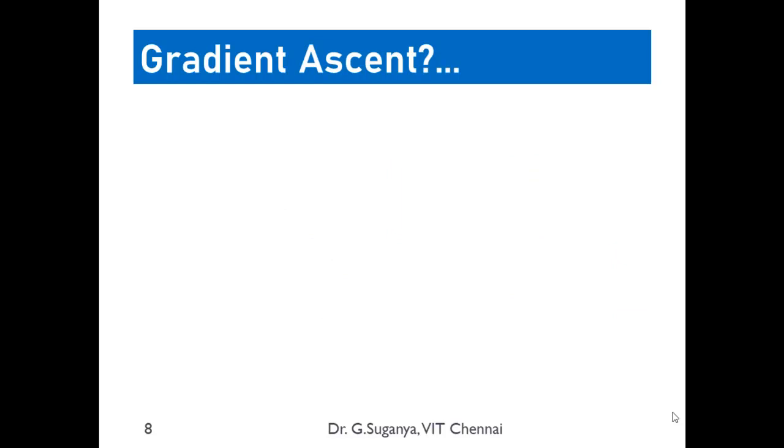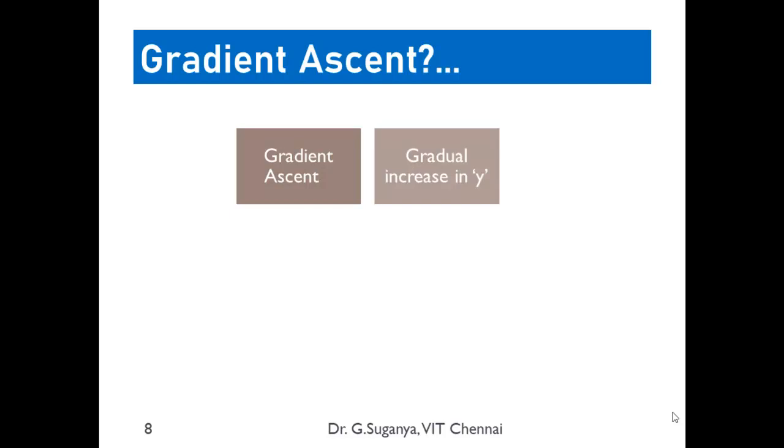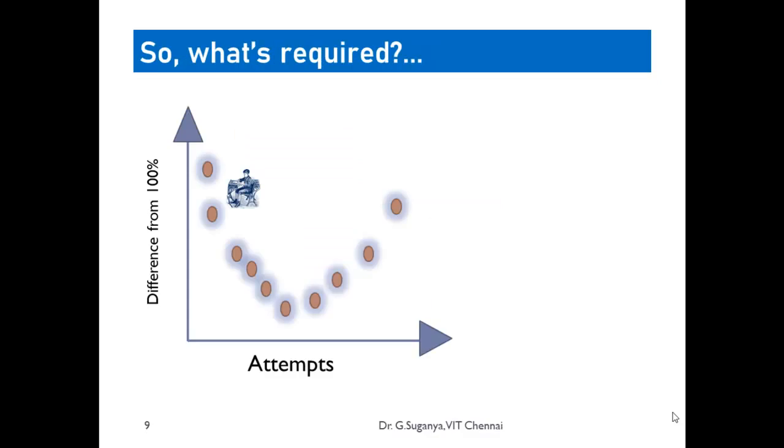For example, instead of going for error, if I want to identify the point at which the student is securing more marks, that's where we call it gradient ascent. This will happen when there is a gradual increase in y to reach your local maxima. The local maxima is the point where the performance of the particular student is at its peak. After that, his performance will go down. So what is required now, in order to understand this concept, or how this performance will go?